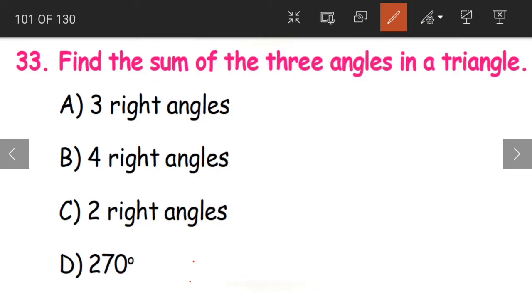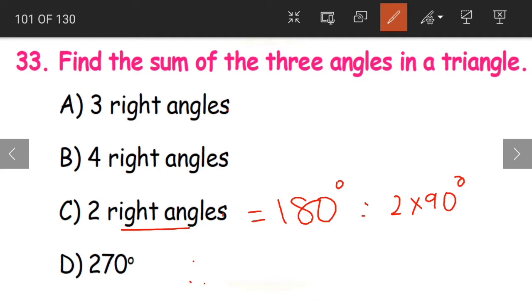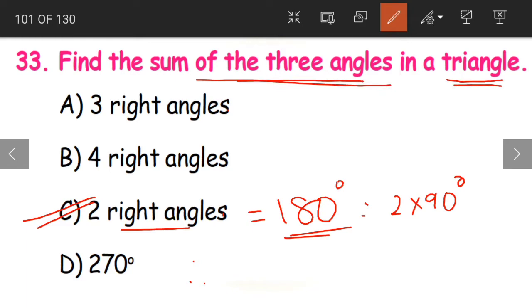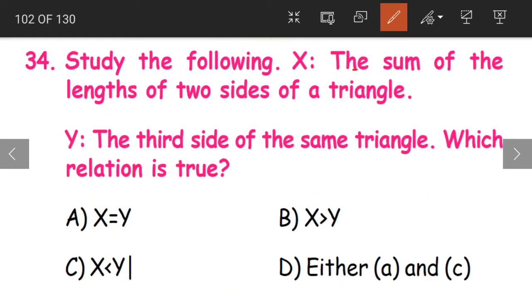Now from the given question options, which is equal to 180 degrees? 2 right angles. Yes, a right angle is equal to 90 degrees. So 2 into 90 degrees is equal to 180 degrees. So the sum of 3 angles in a triangle is always equal to 2 right angles, that is nothing but 180 degrees.